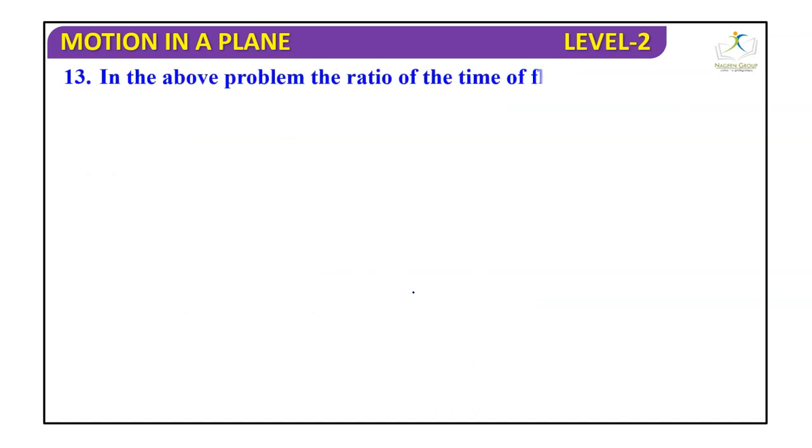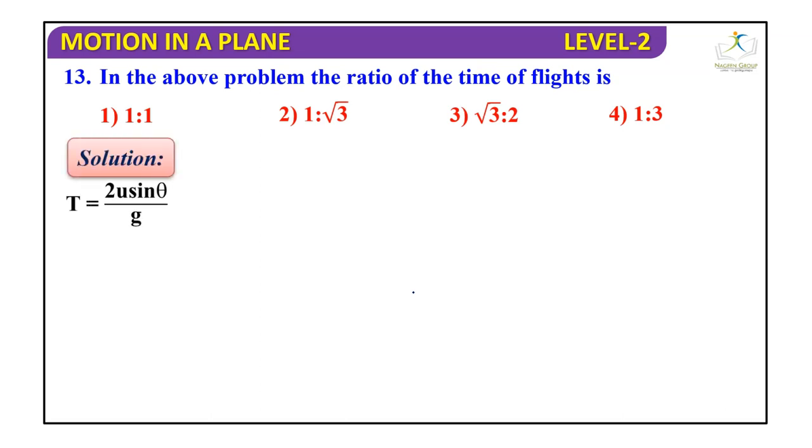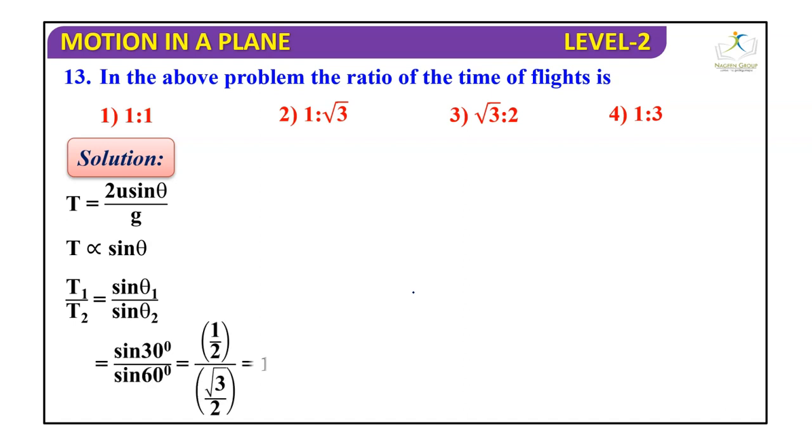Next question: in the above problem, the ratio of time of flight is, so 1 ratio 1, 1 ratio root 3, 3 ratio 2 or 1 ratio 3. Solution: we know that the time t is equal to 2u sin theta by g. So t is directly proportional to sin theta. That means t1 by t2 is equal to sin theta 1 by sin theta 2. As you can see, theta 1 is given as 30 degrees and theta 2 is 60 degrees. So for that, we get sin 30 as 1 by 2 and, as I told you earlier, sin 60 as root 3 by 2. And after solving, we get the ratio 1 to root 3, which is option 2.